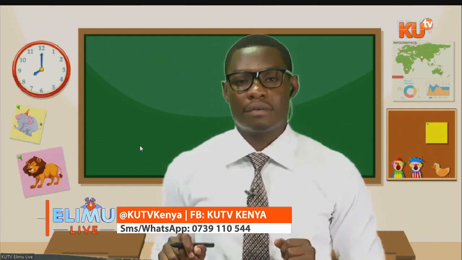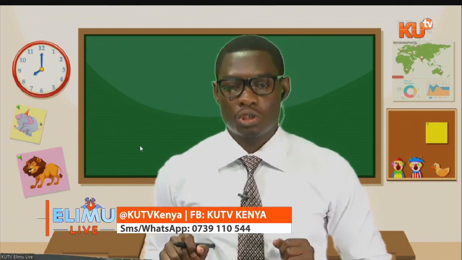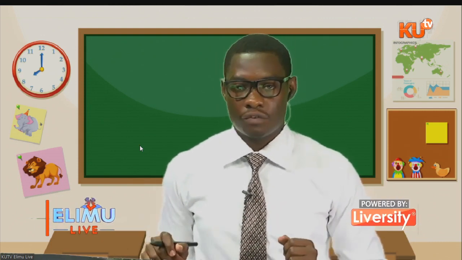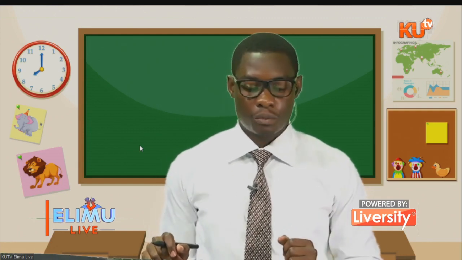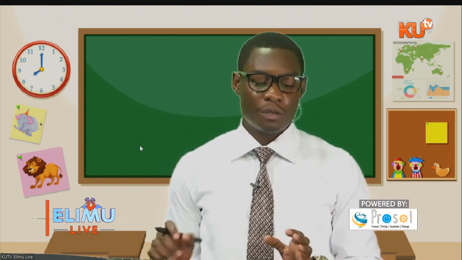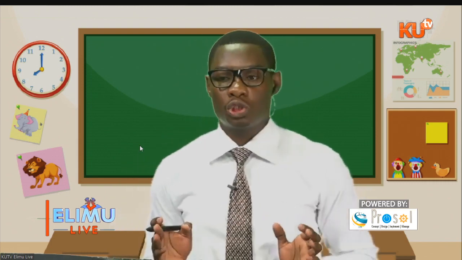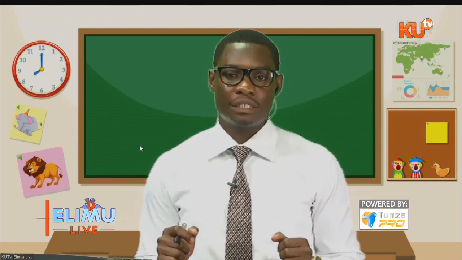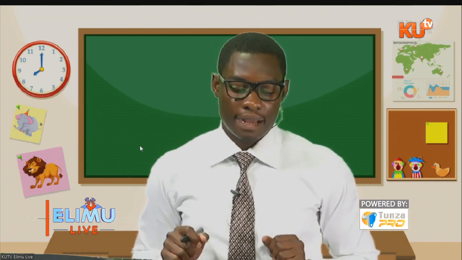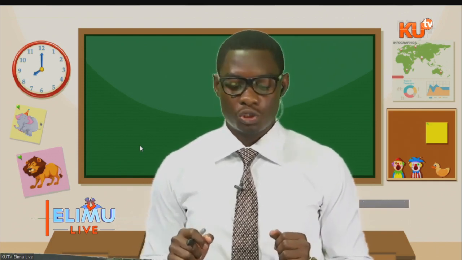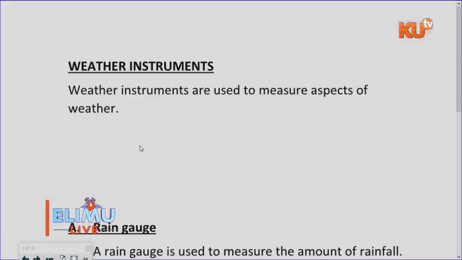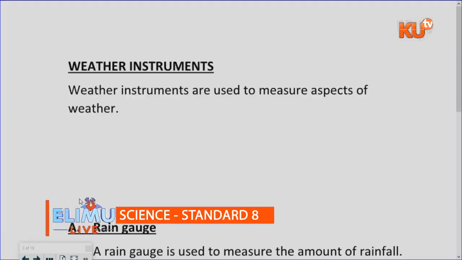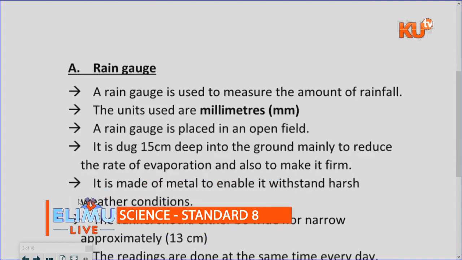From the word rain, what do you think is the function, or what do you think is the importance of a rain gauge? You can answer there at home. So a rain gauge. Now from the word rain, it measures the amount of rainfall. A rain gauge measures the amount of rainfall, and the unit for measuring the amount of rainfall is millimeters.